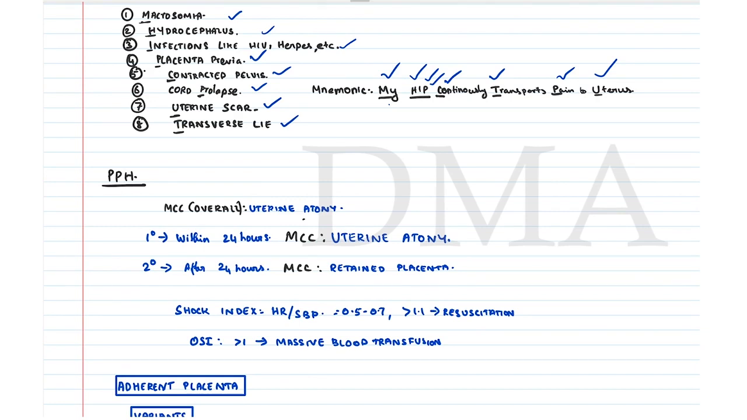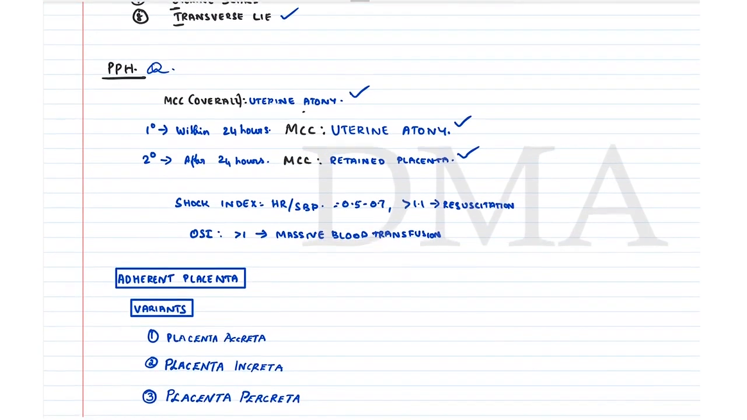So next is your postpartum hemorrhage, pretty high yield. We will discuss only the high yield content. Most common cause is uterine atony. Within 24 hours, it is uterine atony. After 24 hours, it is your retained placenta.